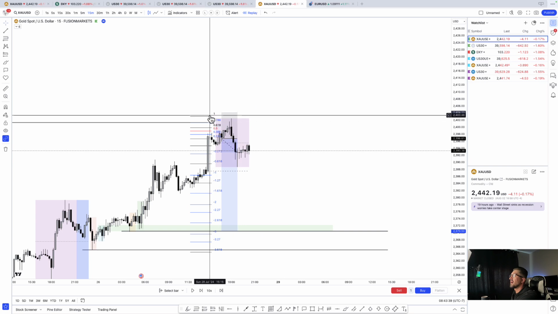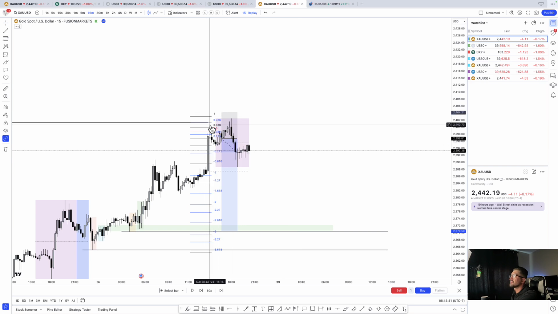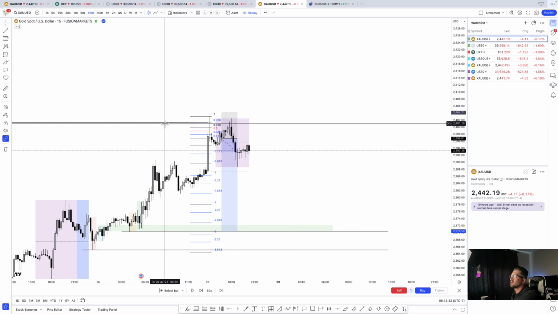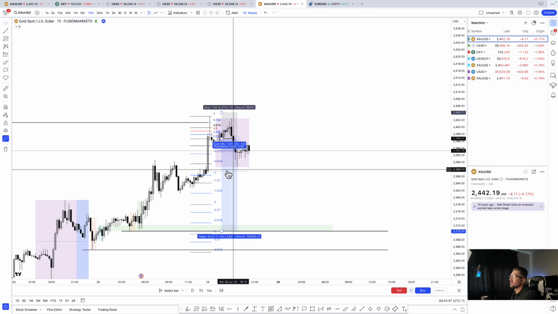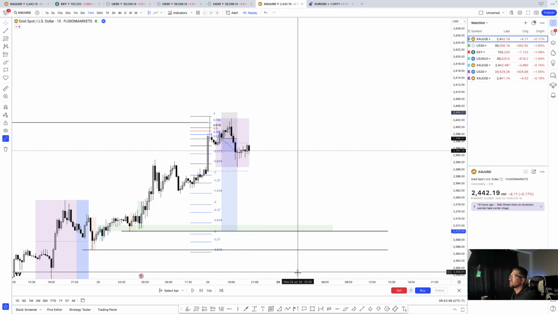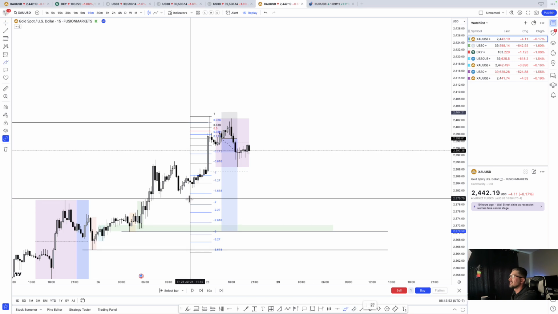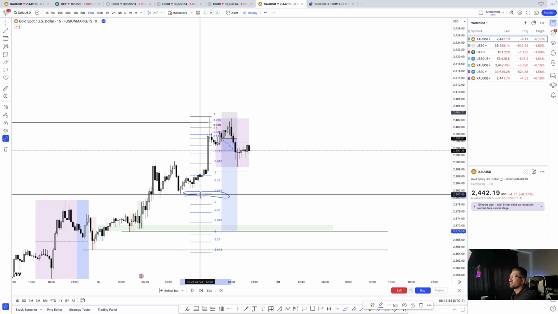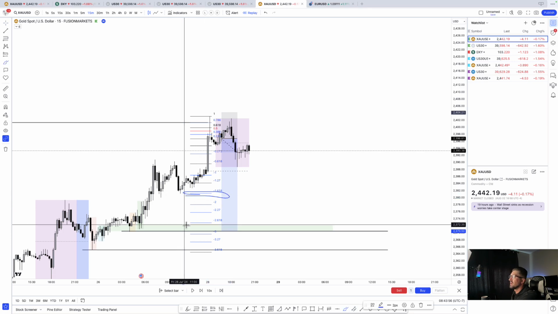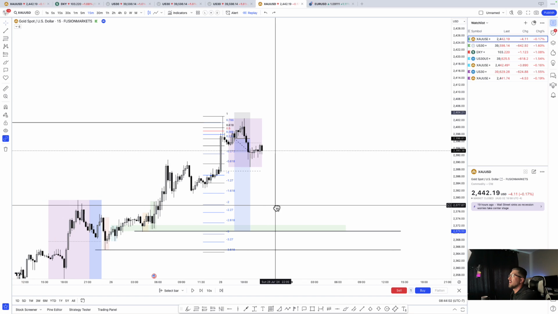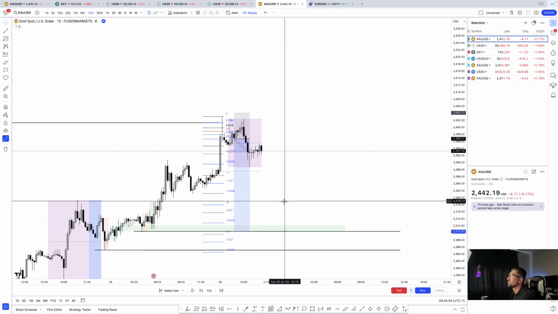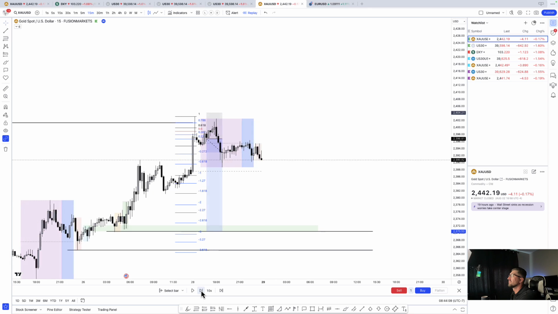So we have a reaction. You can see this reaction reacted from our liquidity. I measured the reaction. Our first impulse came to the 618. What that means now is there's a possibility for a reaction at the 1.618 and the 2.618. Let's just kind of go on a little further here.